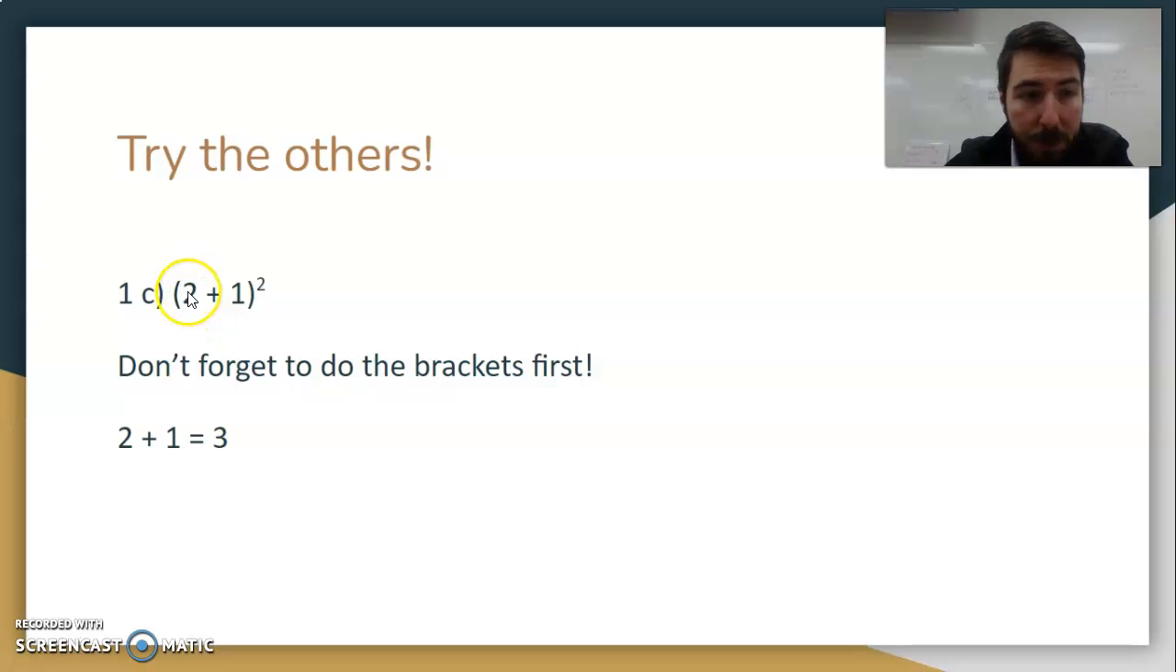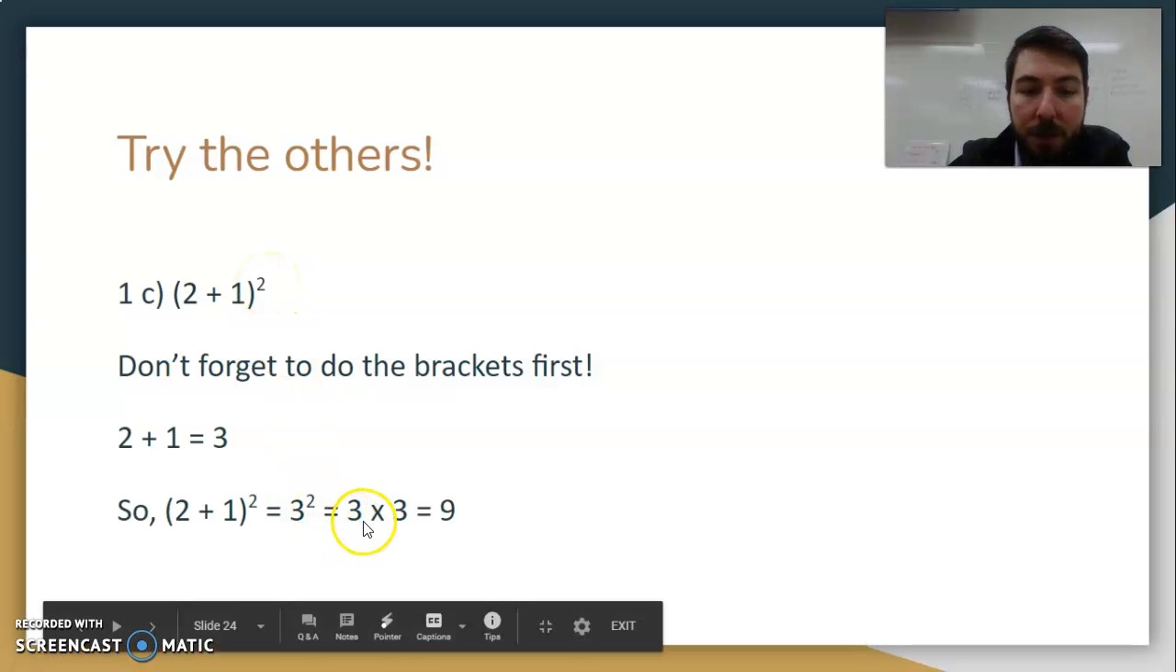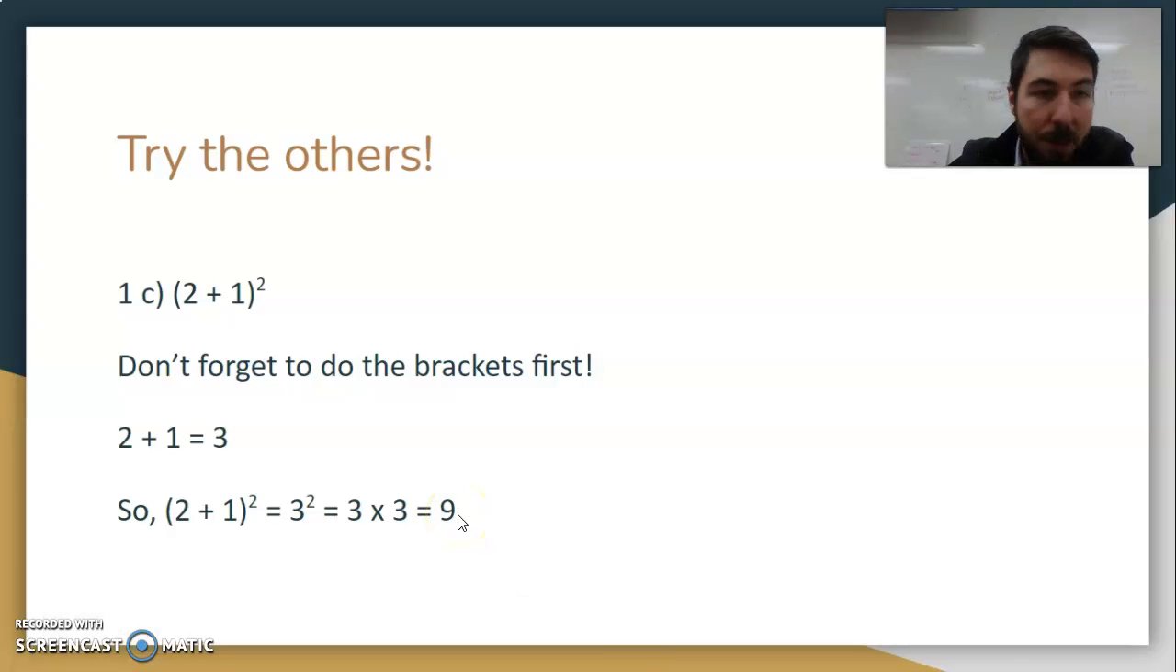So this one, 2 plus 1 squared, we have to do the brackets first. So we just do 2 plus 1 is 3. And now we have 3 to the power of 2, which is an exponent, so we do that next. 3 times 3, which equals 9. And that's it, because there's no other multiplying, dividing, or adding or subtracting.